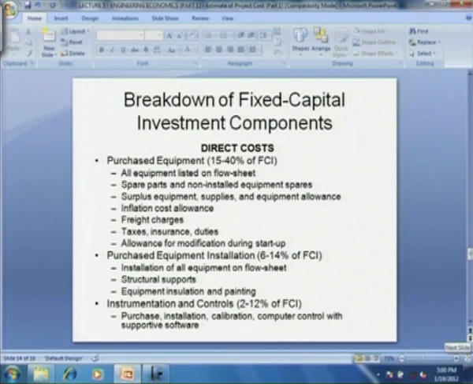Then let us see what are the components of fixed capital investment. Fixed capital investment has two components, direct cost and indirect cost. The major subcomponents of indirect cost are purchase equipment. This amounts to typically 15 to 40% of fixed capital investment. The items that come under purchase equipment is all equipment that are listed on the flow sheet.